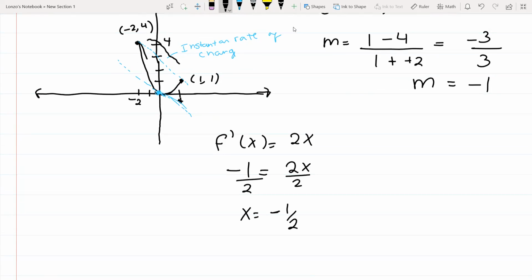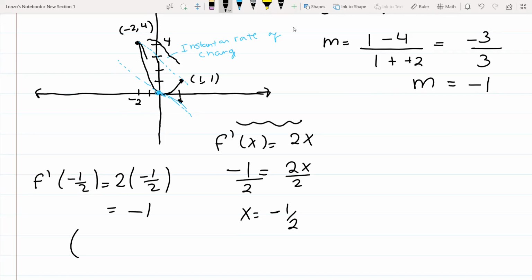Okay. Now we've got to find the y value because this is a point. So to find the y value, you're going to put -1/2 into this function. So that would be 2 times -1/2, which is going to be -1. So we have a point at -1/2, comma -1.